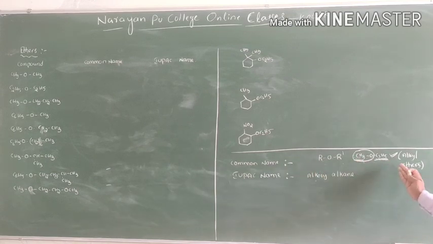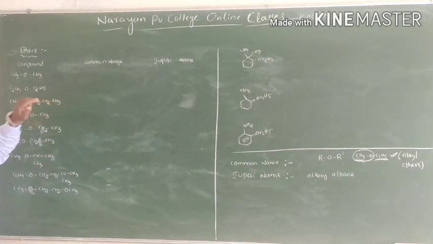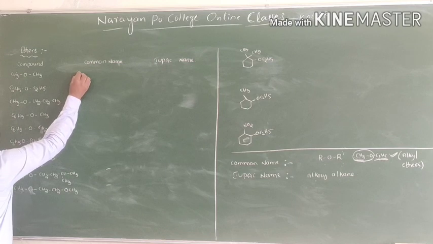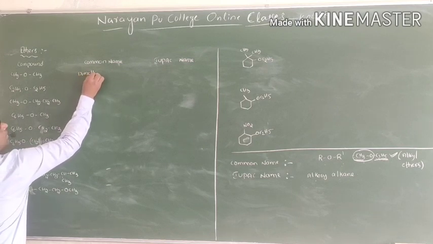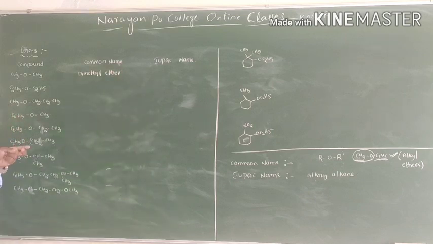So we can write here alkyl ethers. This is the common name. Now in the first one, which groups are there? Methyl groups. How many? 2. So that's why dimethyl ether. Dimethyl ether is the name we write here.